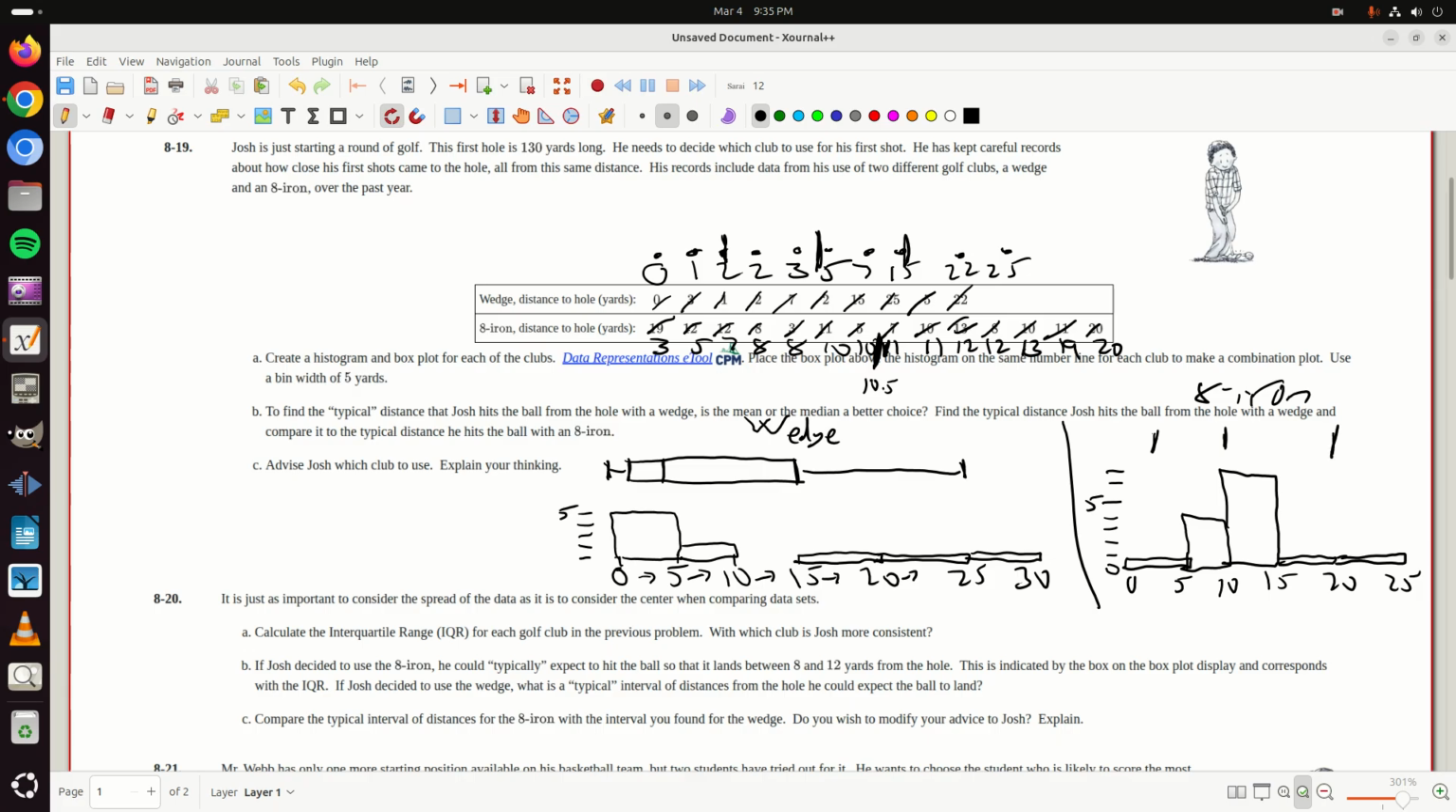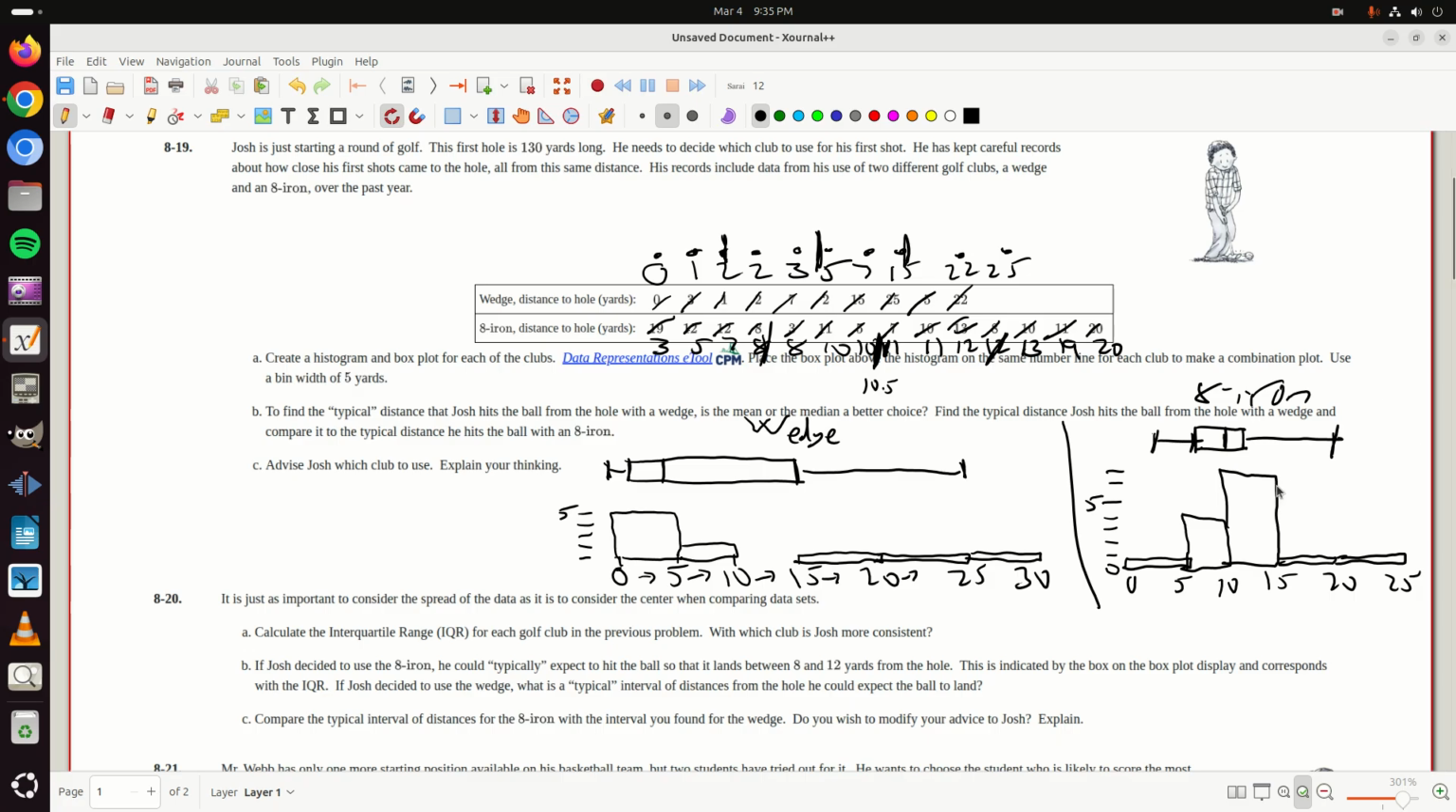And then for my quartile 1, I have 1, 2, 3, 4, 5, 6, 7. So it'll be the 4th number, which is 8. And then 1, 2, 3, 4th number will be 12. So there we go. There's my box and whisker plots and my histograms on top of it.